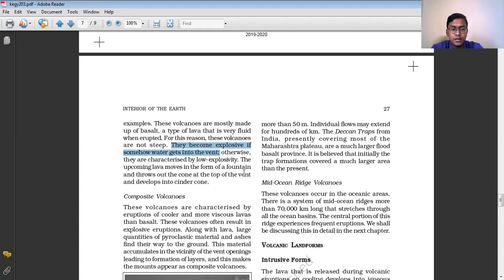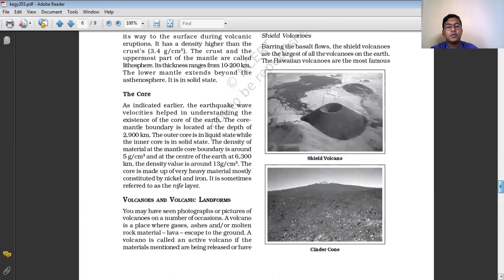It remains a little bit closed, but because of this explosive nature, the opening gets opened at the top of the vent, and it develops into a cinder cone. The topmost part appears to be of a cinder, conical shape. So this is the example of a sealed volcano. Here you can see that they are very large. Why are they very large? Because when this lava comes out, it is very fluid in nature, so the liquid can flow in different directions and cover a large area. So they are basically larger in size.